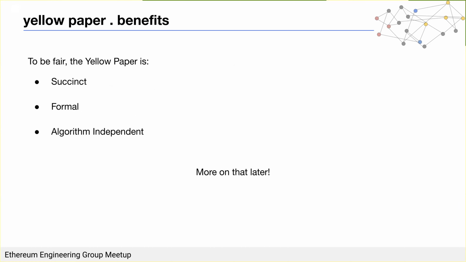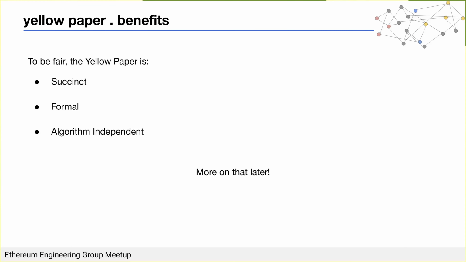The yellow paper is also formal. If you follow the yellow paper and you interpret it correctly, you're pretty much guaranteed to get a functioning client. That's not necessarily true with Eels. It's a reference implementation, which is good but different. And kind of further on that note, the yellow paper doesn't specify algorithms.